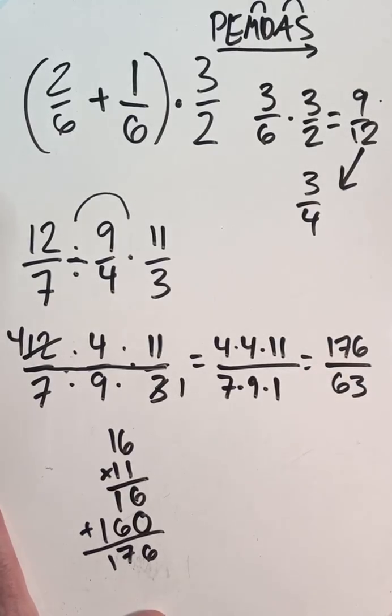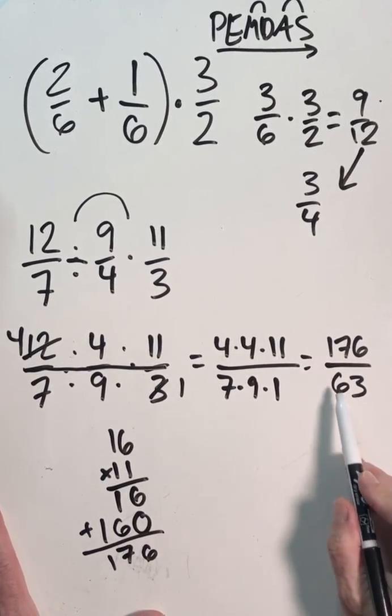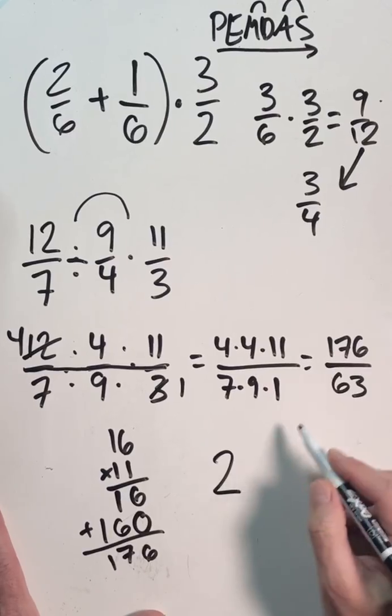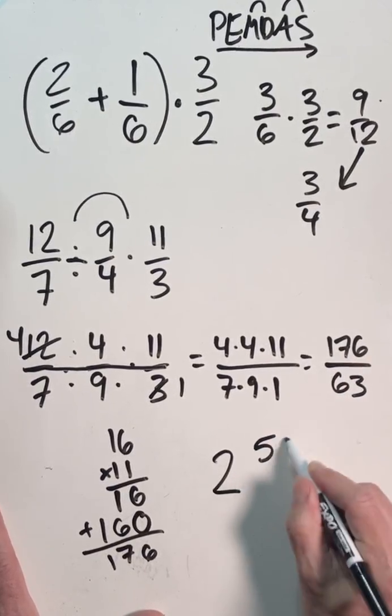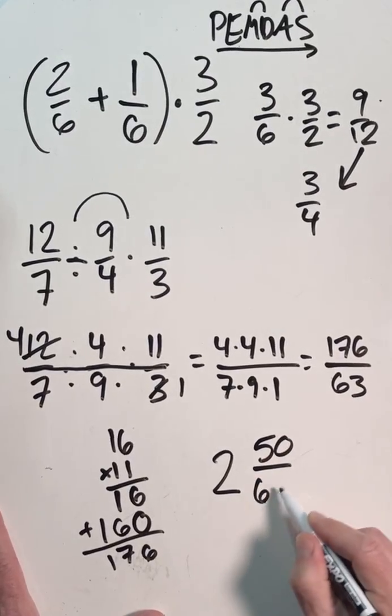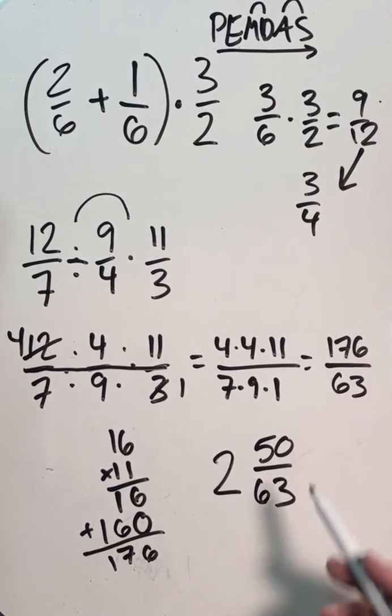63 goes into 176 twice. That would be 126, so 2. And 176 minus 126 would be 50. And your denominator always holds here, so that would be 2 and 50/63.